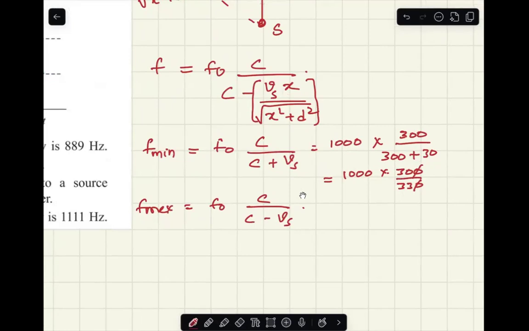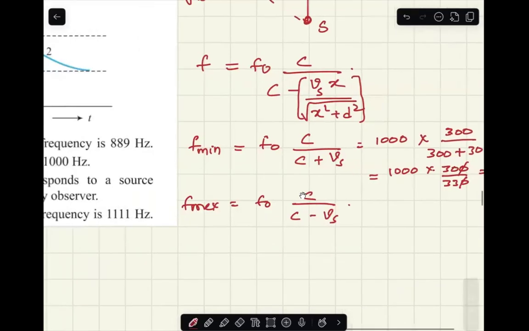So therefore what you will get? You will get the answer as 909. I got this fraction as 909. That is the minimum frequency.